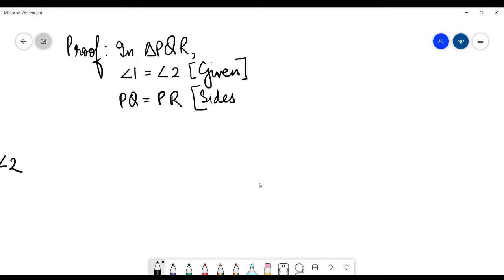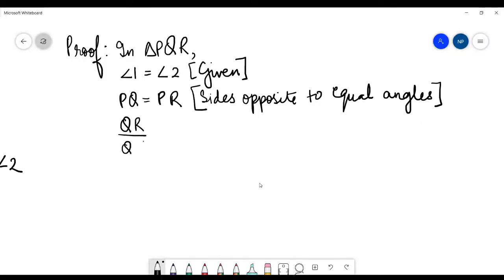Here you will mention the reason: sides opposite to equal angles are equal. Therefore, PQ is equal to PR. Also, from the question it is given that QR upon QS is equal to the ratio of QT upon PR. This is given. So we will write in the bracket, mentioning in the reason, that it is given.